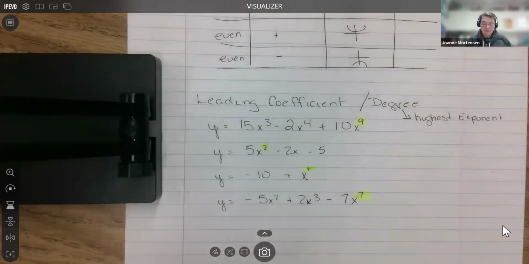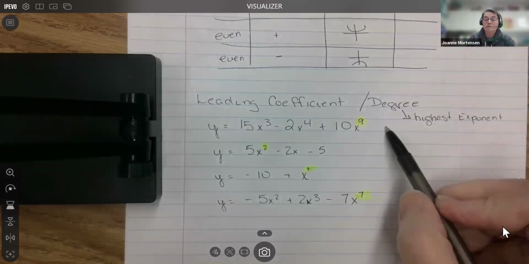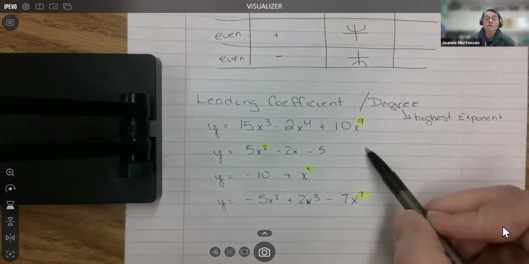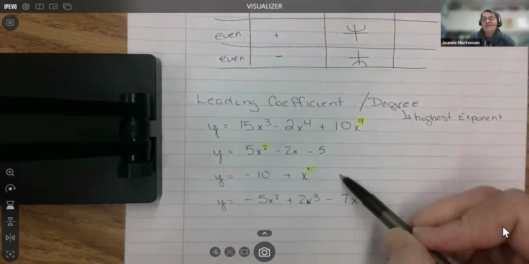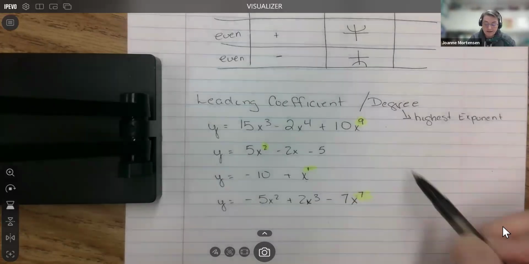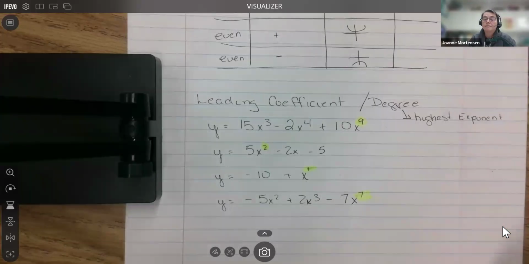All right. So this equation is degree 9. This equation is degree 2. This equation is degree 1. They'd say first degree, second degree, ninth degree, whatever. Seventh degree. Check. Are we done? Yes. If you're looking for degree, that's it. Done.